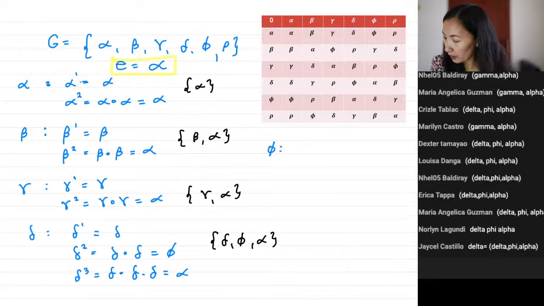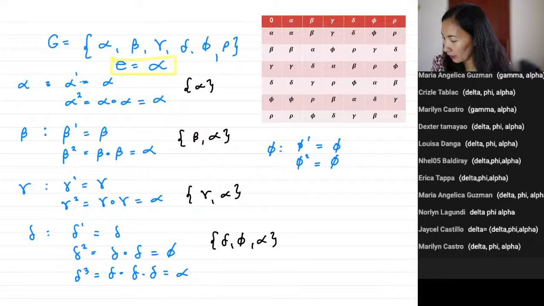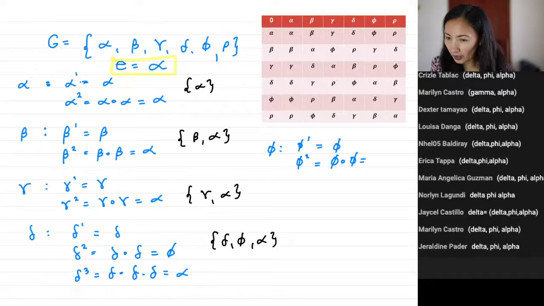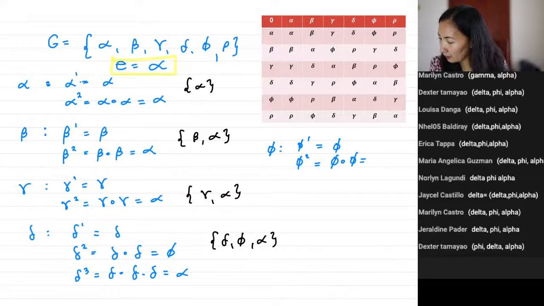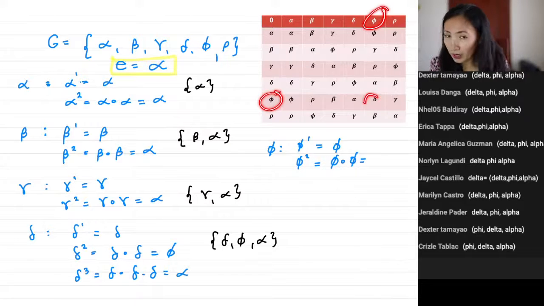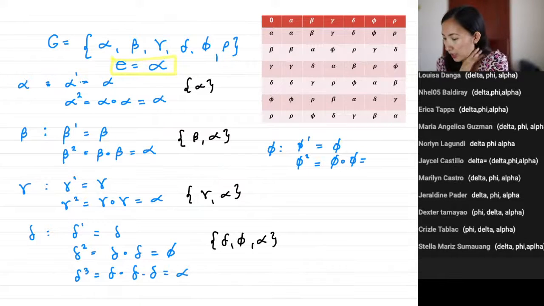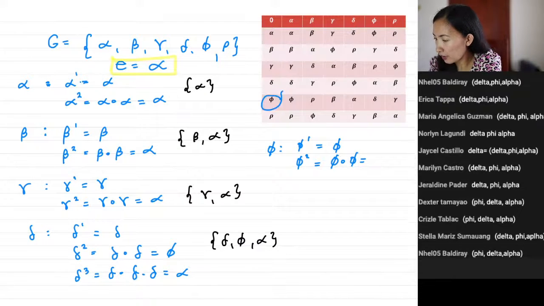Next, how about phi? Phi raised to 1, phi squared. Phi raised to 1 muna tayo. Phi circle phi, what is it equal to? Look at your table. Phi circle phi is delta. Some pronounce it as phi, so it's up to you. We usually encounter this in physics.